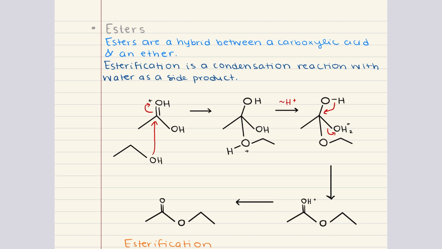Now let's walk through the mechanism carefully. We begin with a carboxylic acid and an alcohol. The first step is actually the protonation of the carbonyl oxygen of the carboxylic acid. Protonation increases the electrophilicity of the carbonyl carbon, making it more susceptible to nucleophilic attack. Next, the alcohol acts as a nucleophile and it attacks the carbonyl carbon. This pushes the electrons from the double bond up onto the oxygen atom, temporarily forming a tetrahedral intermediate.